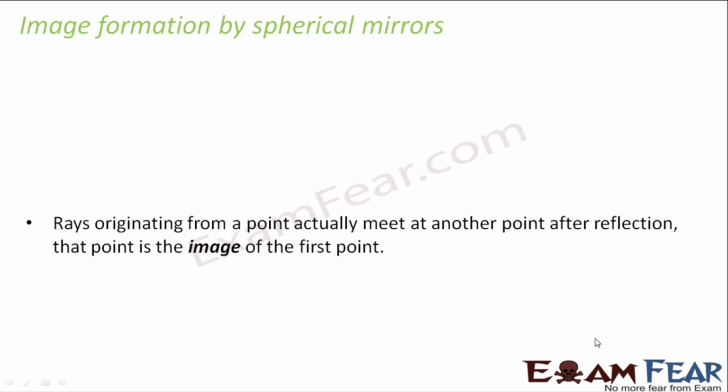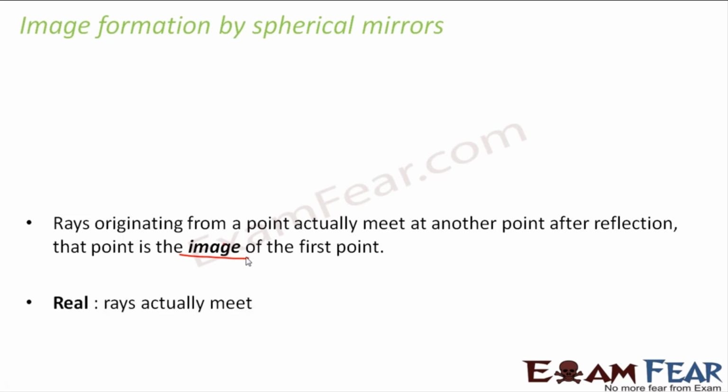The rays originating from a point actually meet at another point after reflection. So the point at which the rays meet after reflection is the point where the image is formed. So that means as we go ahead, you will see that irrespective of wherever the object is located, the image will always be formed at the point where the reflected rays meet after reflection, right? So that is the first point.